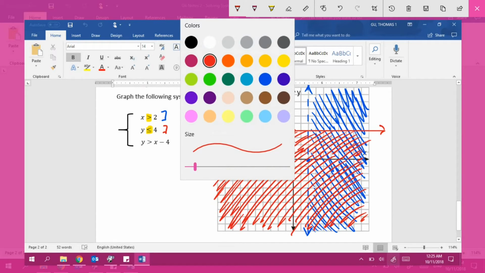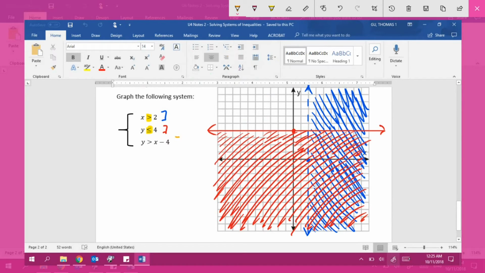Alright, and then lastly, I'm going to use this light orange color. And it's going to be y is greater than x minus 4. The y-intercept here is at negative 4, so 1, 2, 3, 4. It's a little hard to see, but there's my starting point at negative 4. And x, there's nothing in front of that, which means my slope is 1, which is 1 over 1. Rise 1 over 1, so like this.